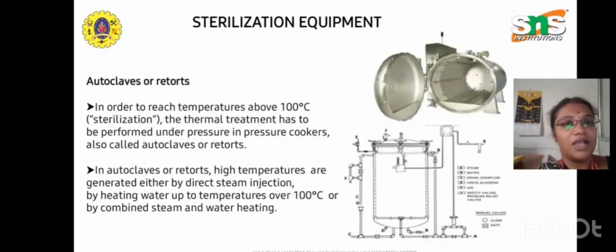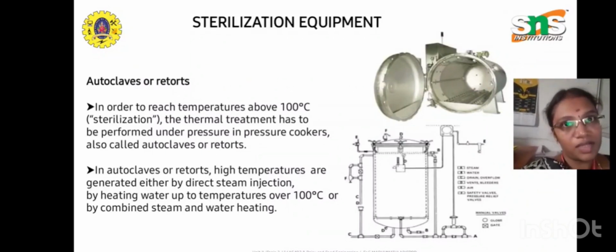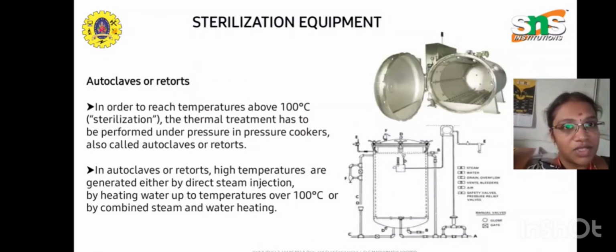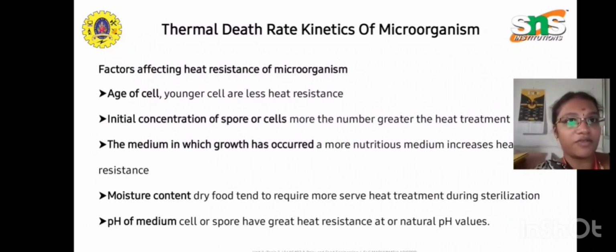An autoclave is used for this. These are the autoclave equipments used for the sterilization process, or otherwise called retort equipment, where sterilization is done above 100 degrees Celsius under pressure, like pressure cookers. In this, high temperatures are generated by using direct steam injection, by heating water to temperatures over 100 degrees, or by using a combination of steam and water. Based on that, we calculate the thermal death rate kinetics. We will study the thermal death rate kinetics of microorganisms.